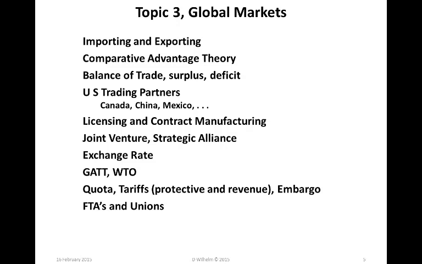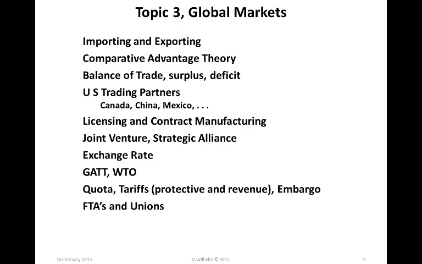Tariffs are fees for bringing imports into a country. Protective tariffs are designed to protect a nation's industry. Revenue tariffs are designed to make money for the country that is charging them. An embargo is where a country will not accept any product, either the product itself or perhaps from a particular country. Free trade agreements and unions are groups of countries that give each other preferred status for trade.